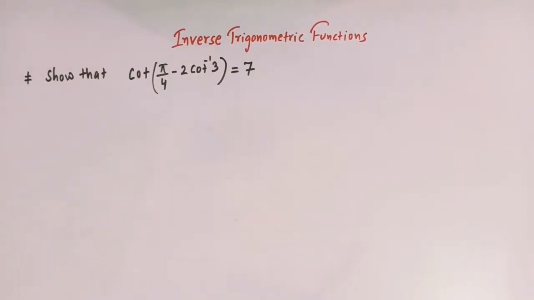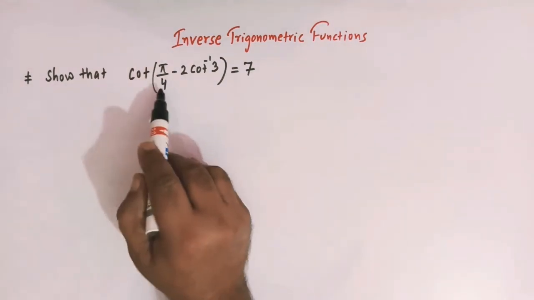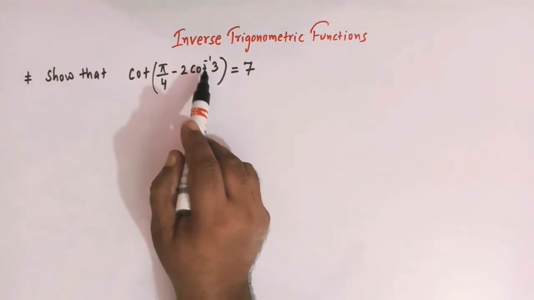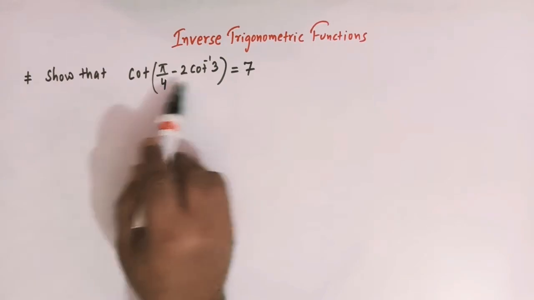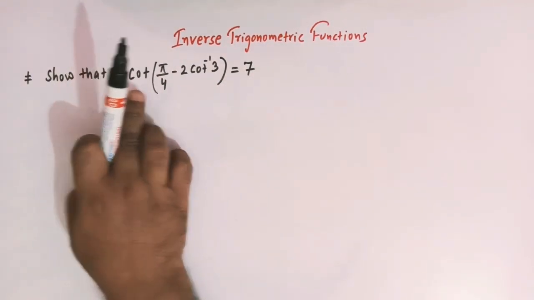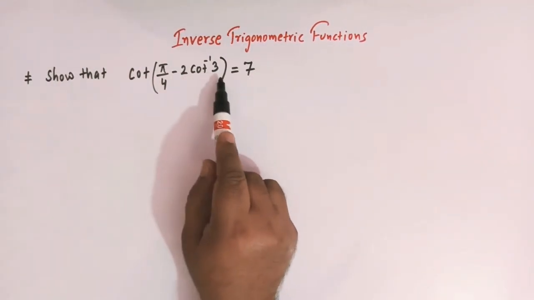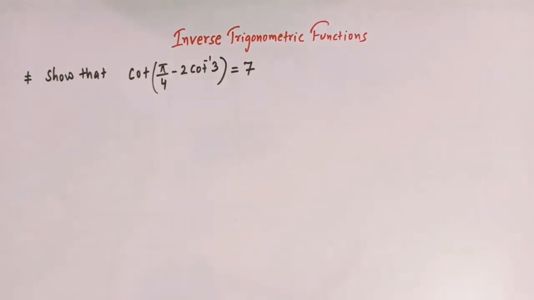Hello viewers, in today's class we are going to discuss one important and conceptual problem from inverse trigonometric functions. Here we are given a problem: show that cot(pi/4 - 2 cot⁻¹ 3) = 7. So we have to prove this expression, that is cot(pi/4 - 2 cot⁻¹ 3) = 7.